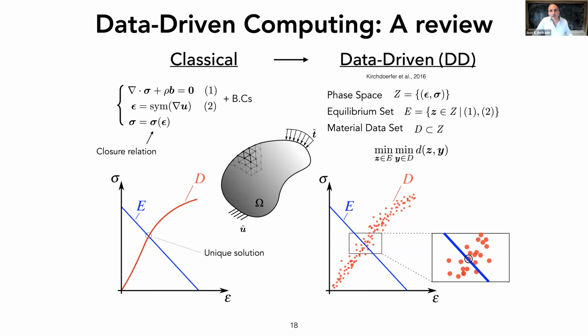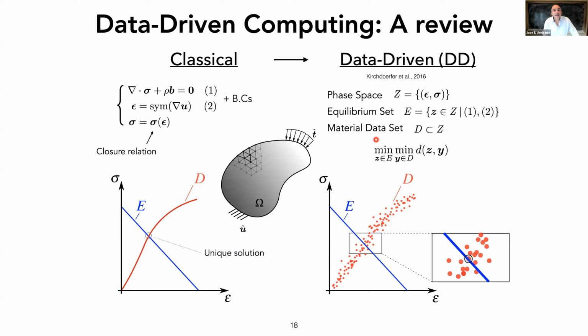Now, think of a different way of approaching any mechanics problem, where you define what's called a phase space, Z, that essentially is a space that contains any possible pairs of stress and strain, okay, epsilon and sigma. Then think of an equilibrium set that contains the points in the phase space that satisfy your governing equations 1 and 2. Okay, so your balance of linear momentum and your definition of strain. Okay, notice that there is no mention of a constitutive equation here.